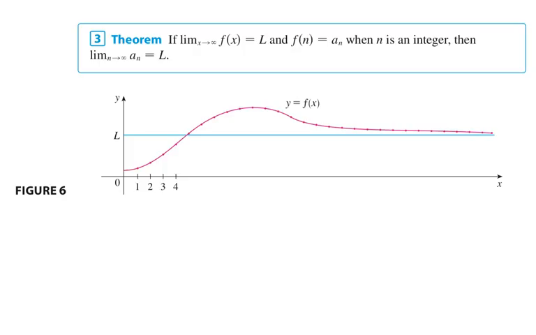So it kind of makes sense that if you were to connect the dots and look at the graph, as they did here, then it's saying the y values for the graph correspond to the values for a sub n. So you still have your limit.